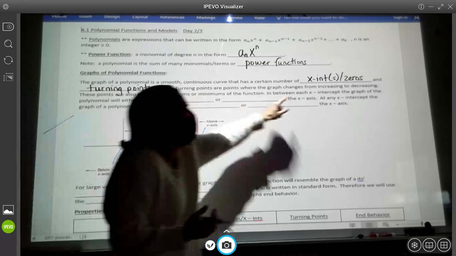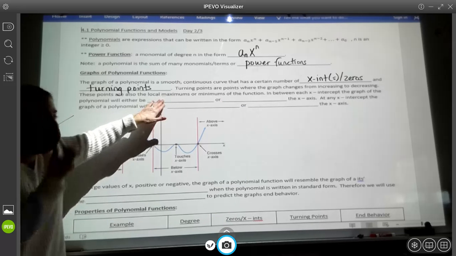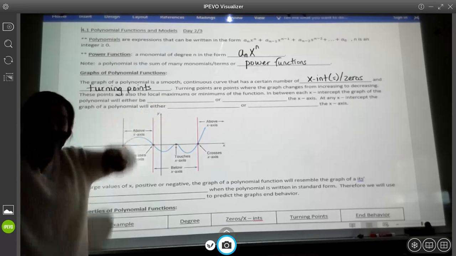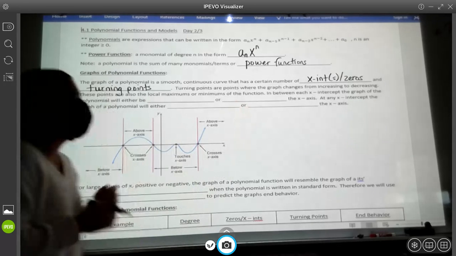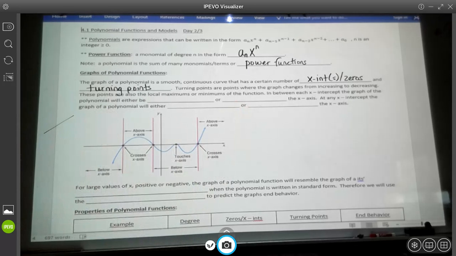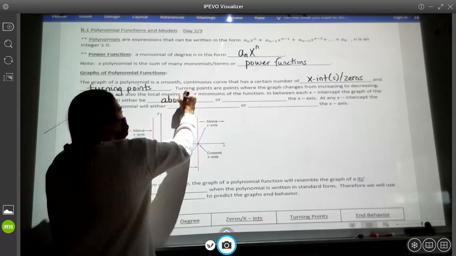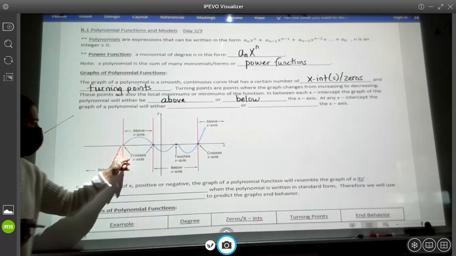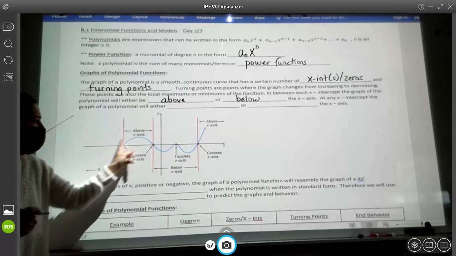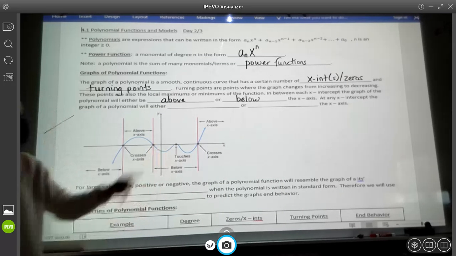Turning points are where the graph changes from increasing to decreasing. These points are also known as the local maxes, right? Those peaks and those valleys that we were looking for before, or minimums of the function. In between each x-intercept, the graph of the polynomial will either be above or below the x-axis, right? Either your graph will be above the x-axis in between x-intercepts, or it'll be below the x-axis in between x-intercepts.